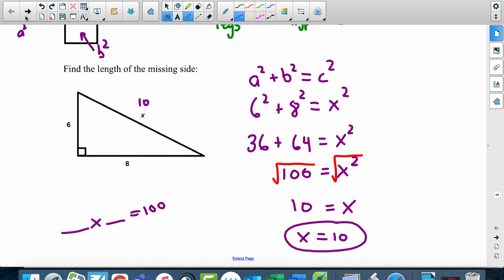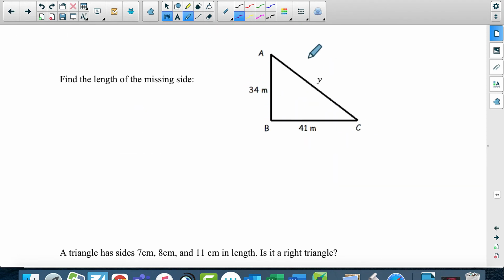Okay, let's try another one. 34, 41, and we have to find this side here. First of all, you should be able to tell me something even before I start. What do you know about the smallest this y could possibly be? It's the hypotenuse, right? Sorry, I should have my right angle sign there. It is the hypotenuse, across from the right angle. It's the longest side. So it has to be more than both of these: more than 34, and more than 41.